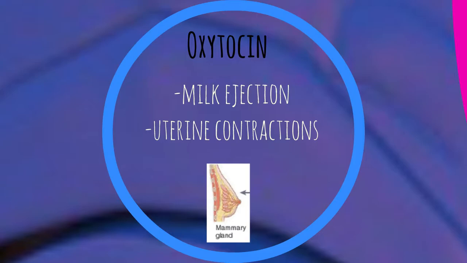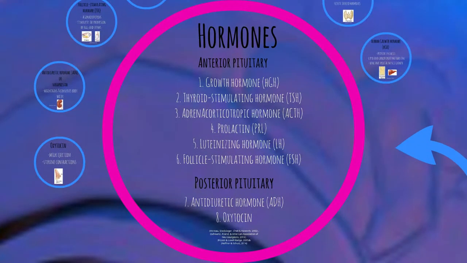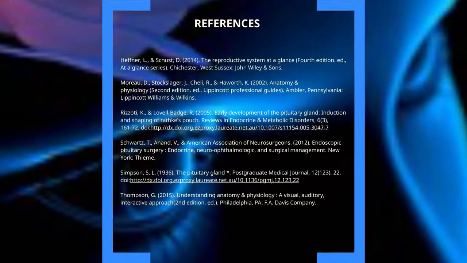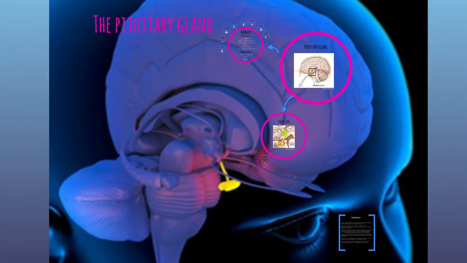The hormone oxytocin stimulates milk production and stretches the cervix and the uterus during labor. Therefore, the target organs are the uterus and the mammary gland. And this was the presentation about the pituitary gland and its structure and hormones.